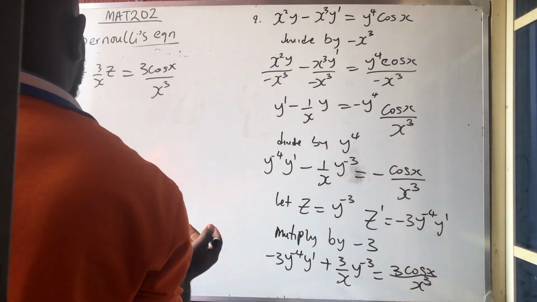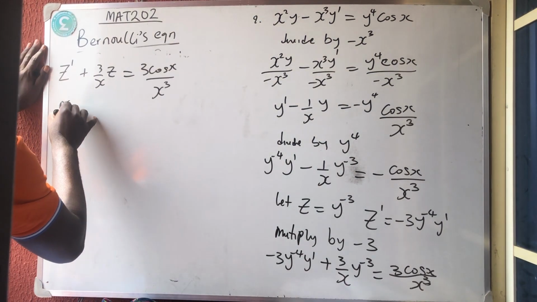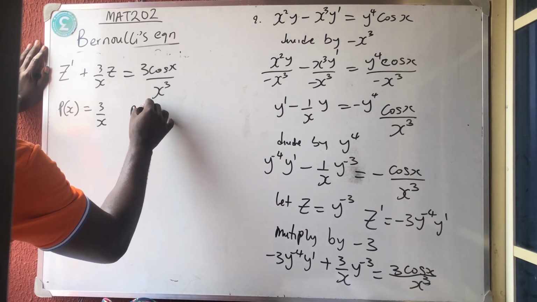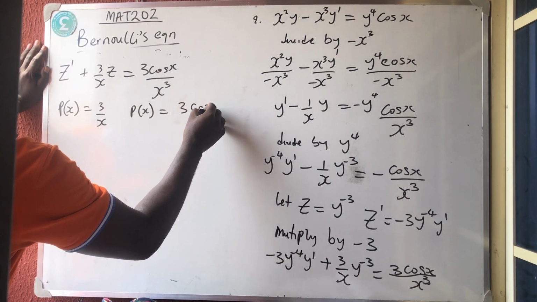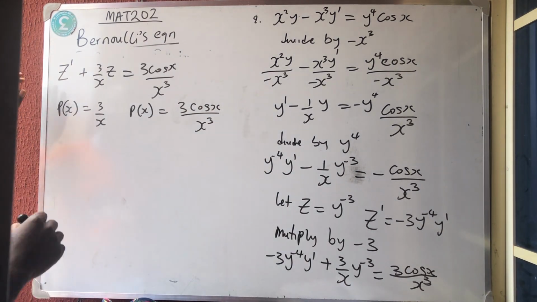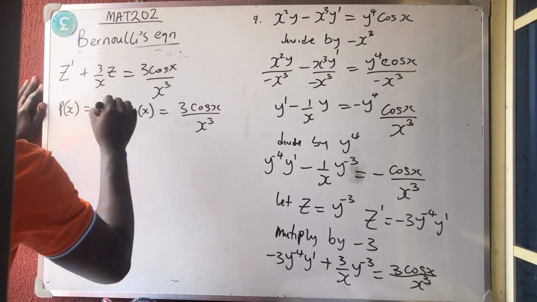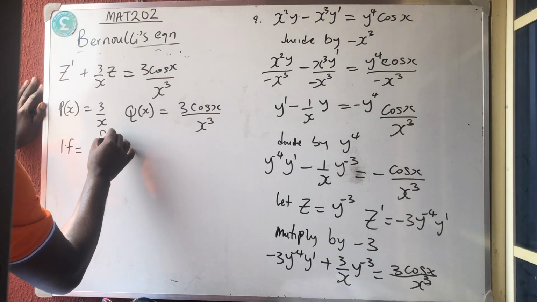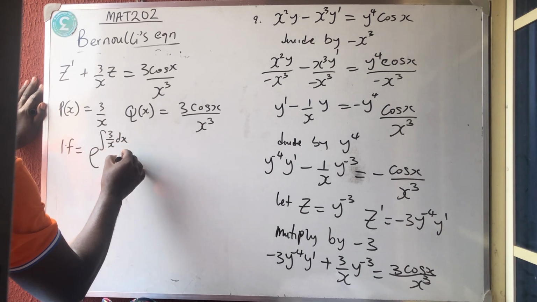So how do you solve linear? Normally, my p of x is what? 3 over x. And my q of x is what? 3 cos x all over x cubed. Okay? So what do you do now? Your integrating factor is now what? e raised to power the integral of what? 3 over x dx.